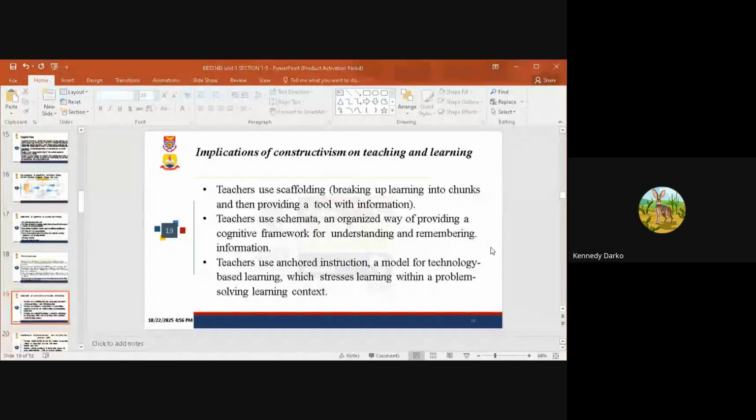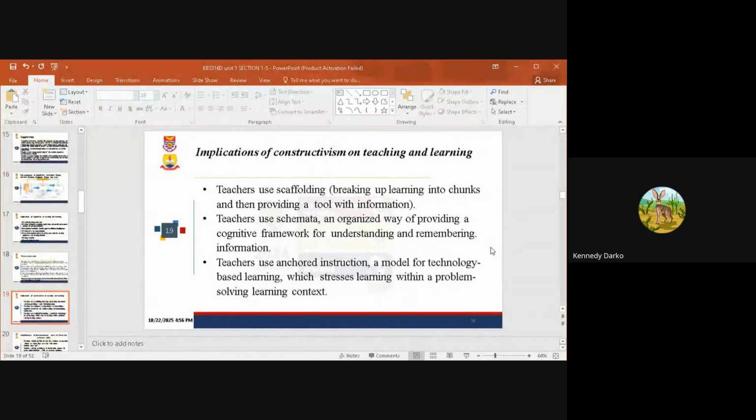Now, what implication is it having on our study? So, implication of constructivism on teaching and learning. What are they looking out for from teachers? Teachers use scaffolding. They are breaking up learning into chunks and then providing a tool with information. So with the teachers, the task is so big, what we can do is to scaffold it. We break them into pieces, just as our objective states.